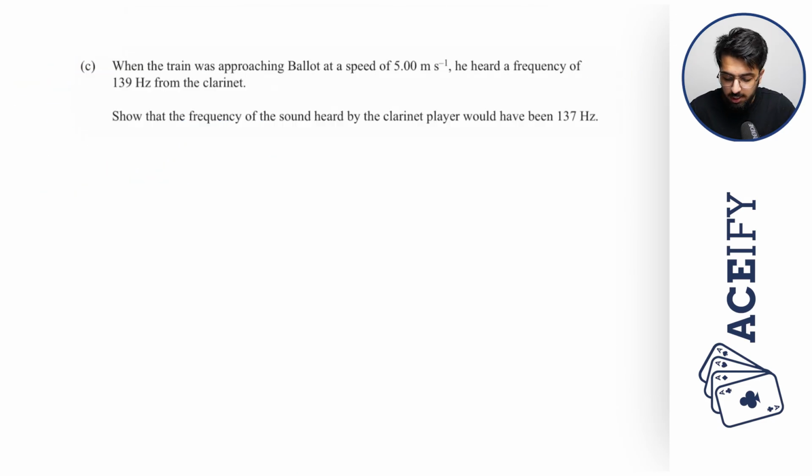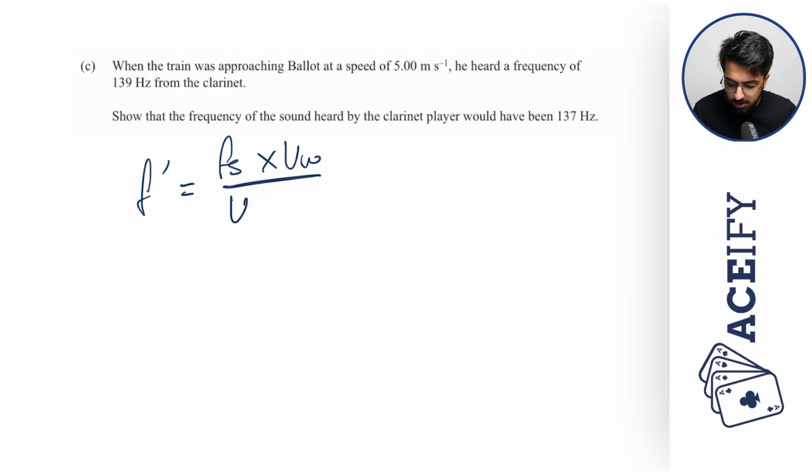When the train was approaching at a speed of 5 meters per second, he heard a frequency of 139 hertz from the clarinet. Show that the frequency of sound heard by the clarinet player would have been 137 hertz. Alright, so this is obviously a Doppler equation, therefore we can use our Doppler equation, where our perceived frequency is equal to the source frequency times the velocity of the wave, all over the velocity of the wave minus the velocity of the source. Again, using minus in this case because we are approaching our observer, okay?